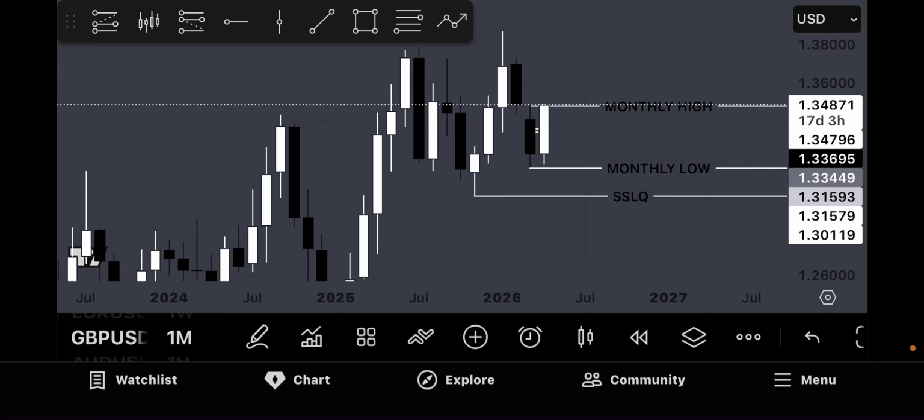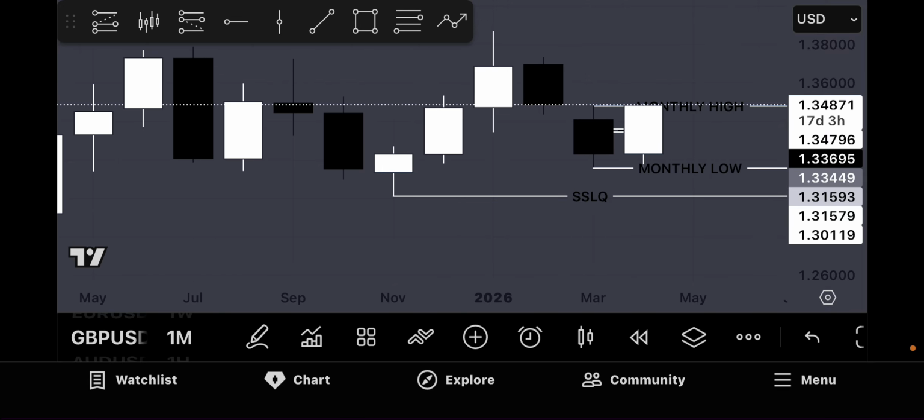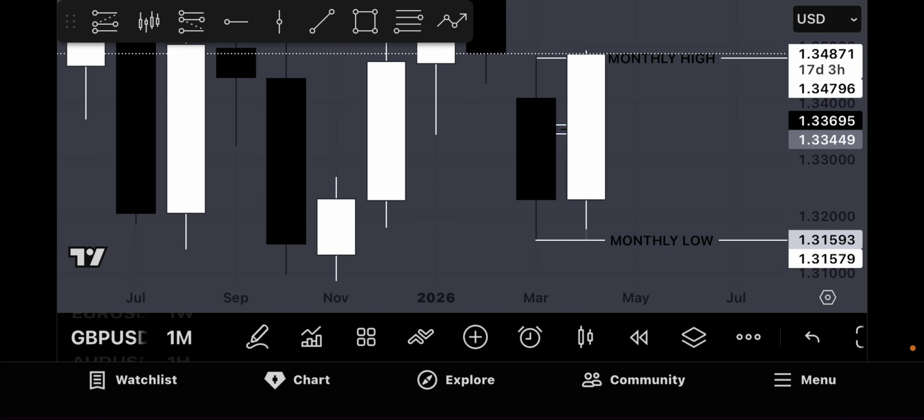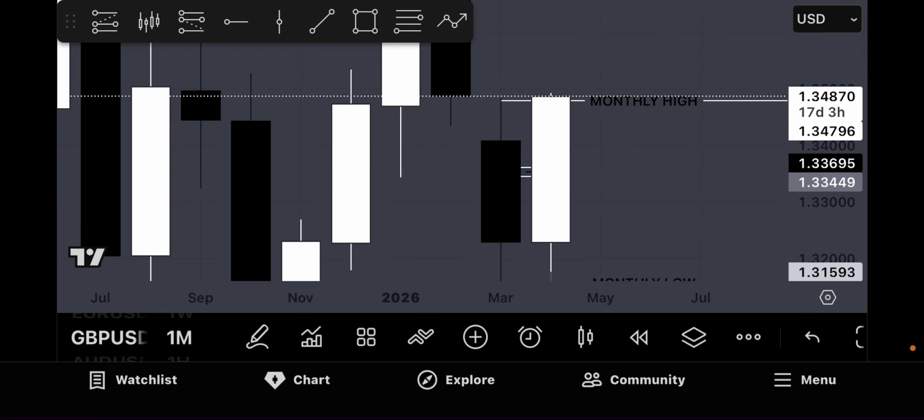On the monthly, we just have to wait for this candlestick to form, because we can't use the monthly high or monthly low, because the monthly high for this current candlestick has not formed. Where current price is at is where this month's high is, if that makes sense.